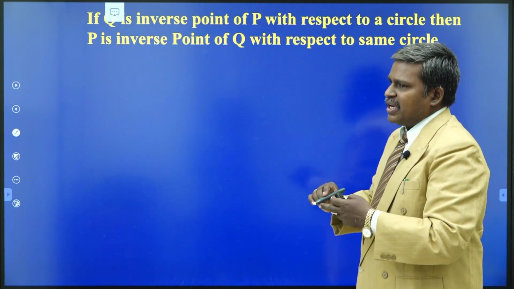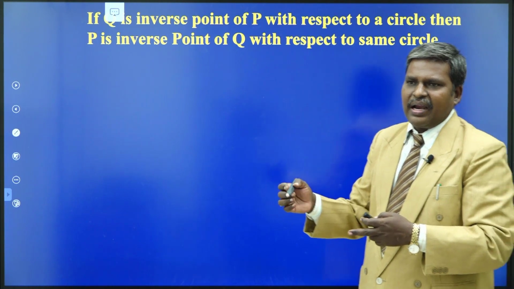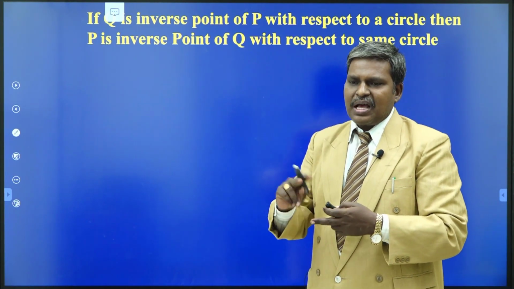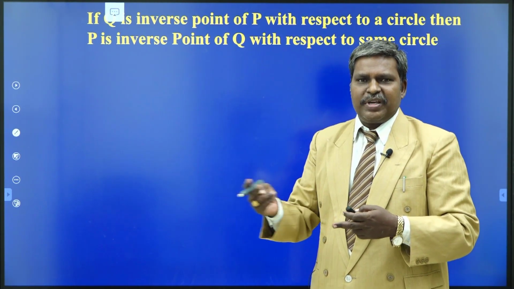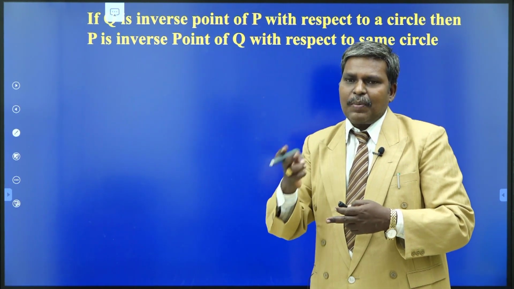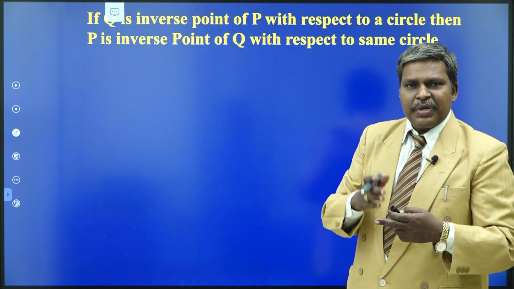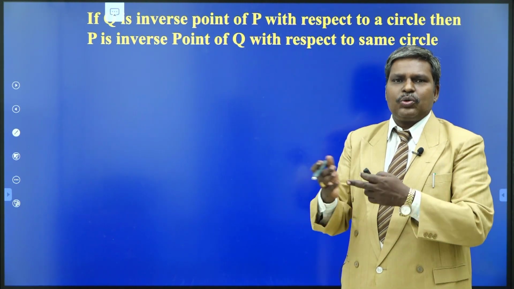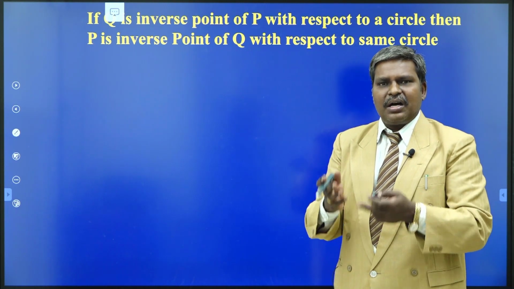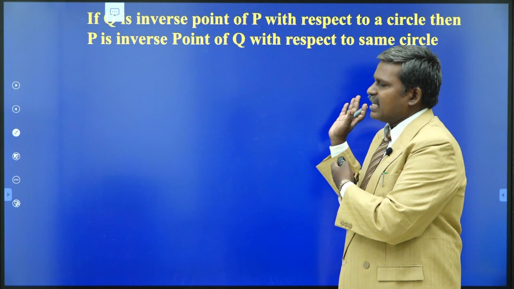When we say P, Q are inverse points, we mean they are collinear and conjugate. P, Q are inverse points means P, Q and C are collinear. Q, P and C are collinear or not? Yes. And again, P, Q are conjugate, we mean Q, P are also conjugate. Conjugate with collinearity gives inverse. By the definition itself, there is nothing here.